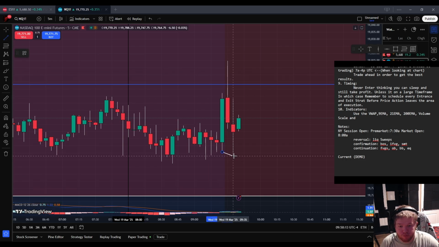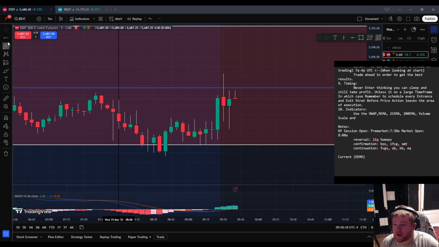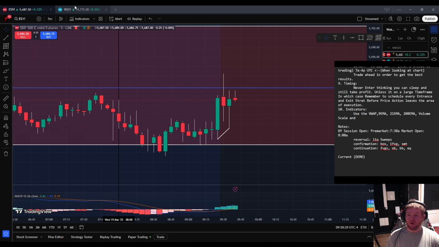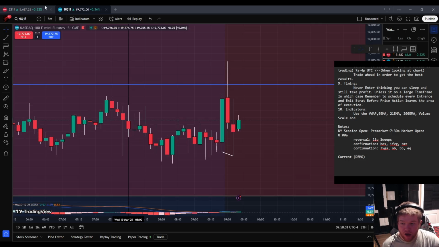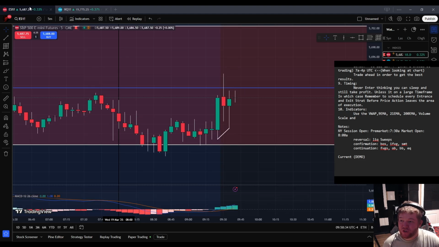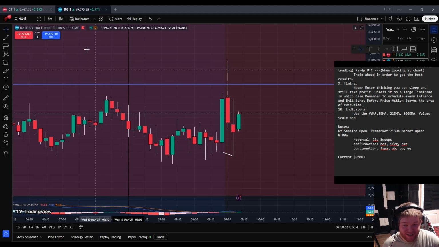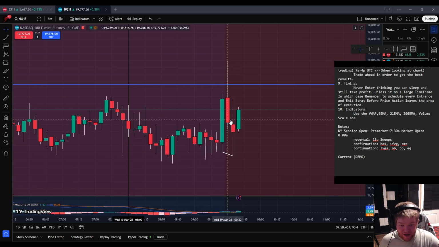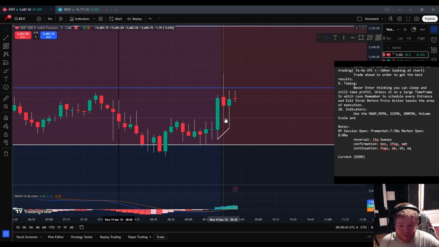Boom, boom, right there. On the S&P 500, we have the same thing here. A guaranteed SMT divergence right there. What is that saying? I'm pretty sure the S&P is lagging behind the NASDAQ. NASDAQ is saying price wants to continue moving down. S&P says, I don't know about that.